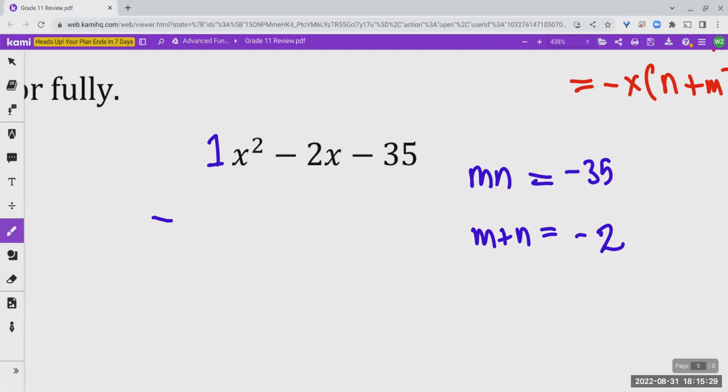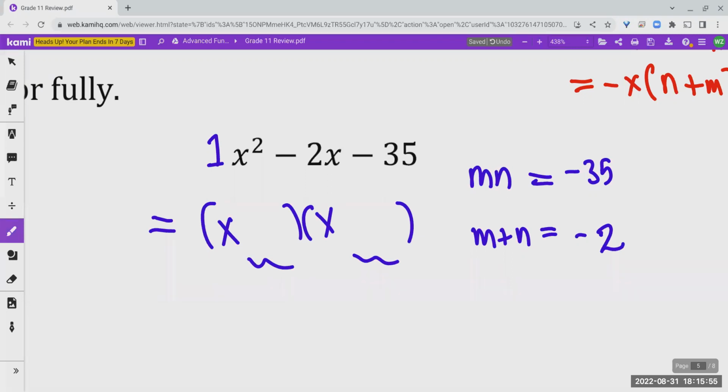So I know that the answer must look something like that because it's a bracket times a bracket. And also I know that they must start with an x because x times x is x squared. So when I factor, that's the first thing I do. Without even thinking, I write that down. All I have to do now is figure out what these numbers are. And that's just your m and n, right? So what is m and n?